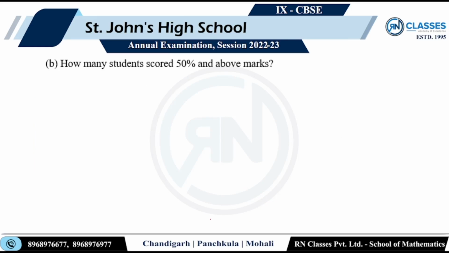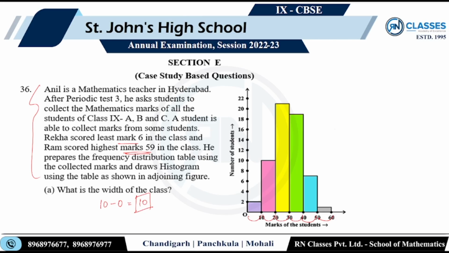That's it. Next. How many students scored 50% and above marks? 50% and above. So let's do it. Maximum marks were 60, so above 30. Above 30 would be 18 over here and 8 over here and 1 over here.